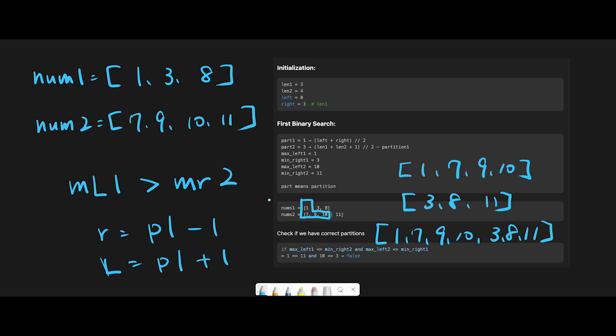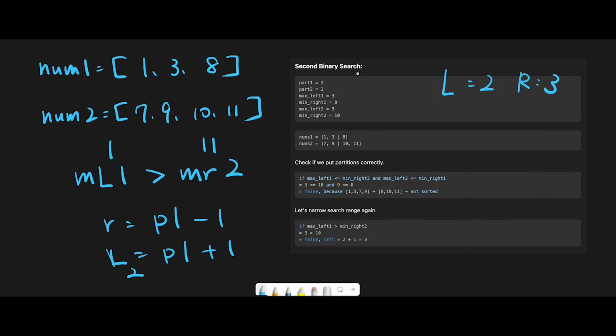For the current case, max left 1 is greater than minimum right, that is 11. So this is false, right? That's why we move the left pointer to partition 1 plus 1. Partition 1 is 1, plus 1 is 2. So next time, our left pointer is index 2.